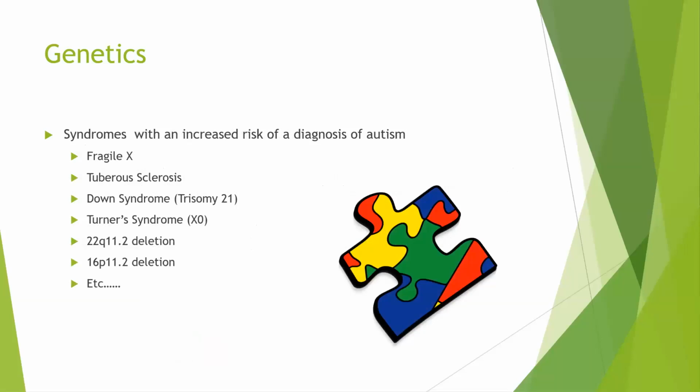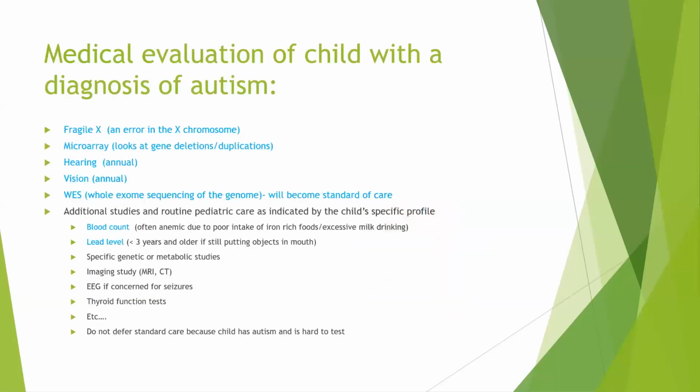Now, in addition to that, there are also certain developmental syndromes which have a high likelihood of autism, and I just listed them for you: Fragile X, tuberous sclerosis, Down syndrome, Turner syndrome. And this is the reason why when we diagnose children with autism, especially if it's associated with some findings on our physical examination, we then would recommend doing some genetic testing.